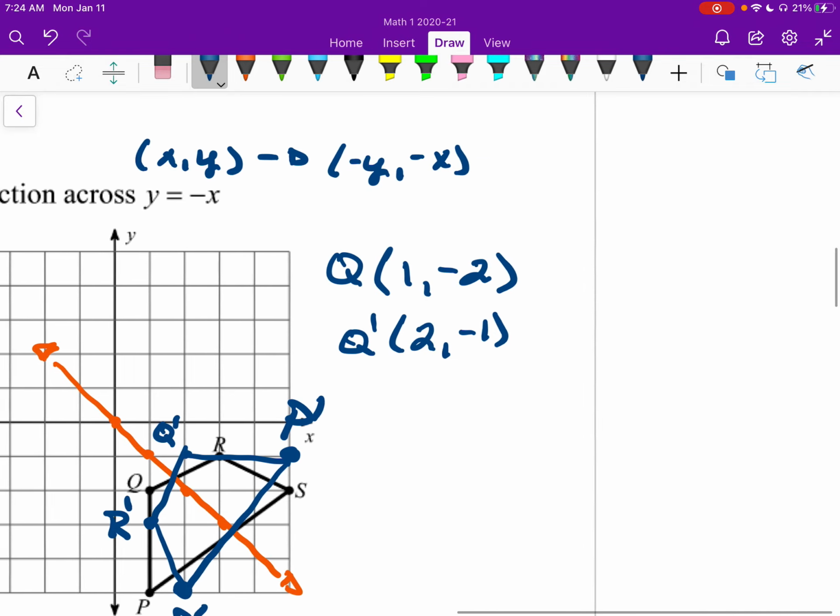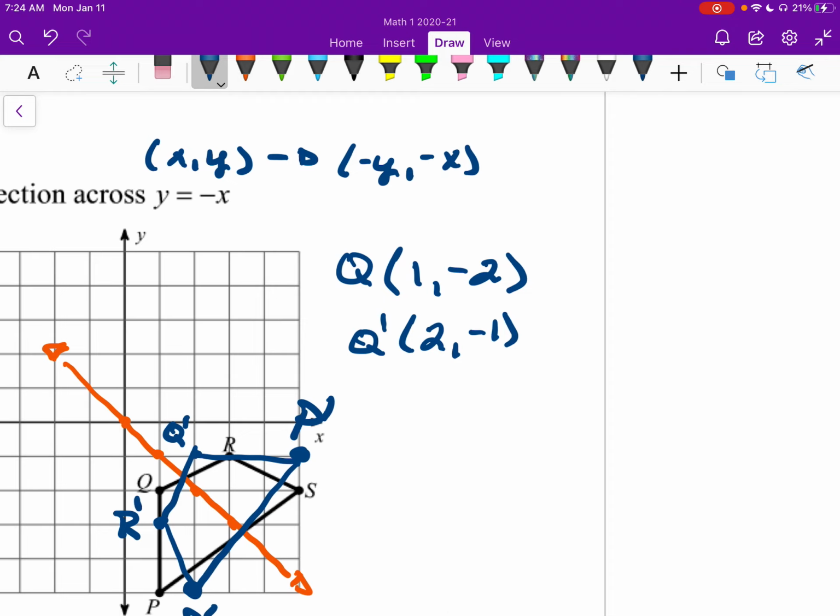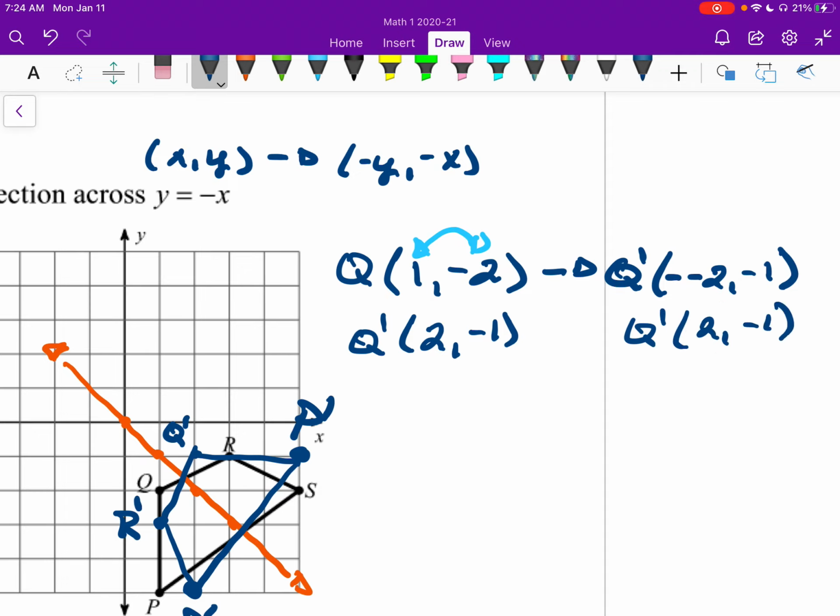Now let me show you what I mean by that. We have Q, and they first switch spots, like left to right. So these guys switch spots. But we also put a negative in front of it. So I'm going to have a negative -2 and -1. Well, this is the same thing as 2 and then -1.